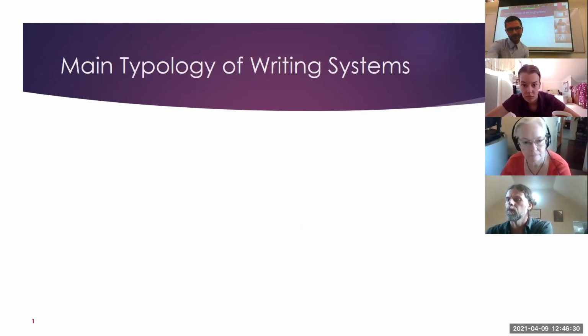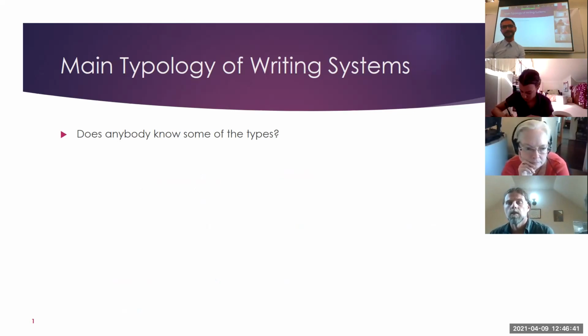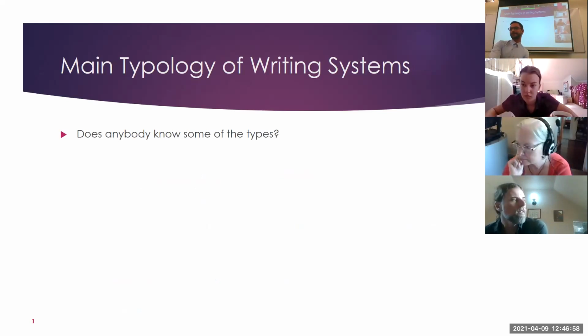So now we'll get into the main typology of writing systems. Does anybody know what any of these are? Even just the name of a few of them? Abugidas. Logographic. Yep, that's pretty much all of them except for the one from Korea. Yep, that's the other one I was going to say.